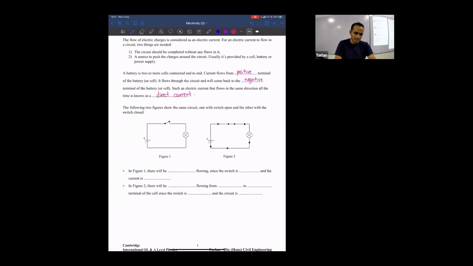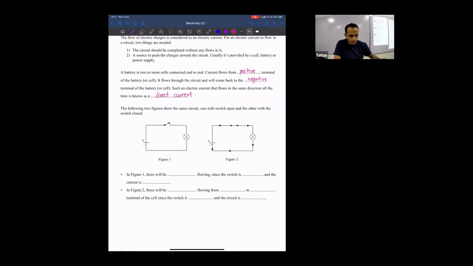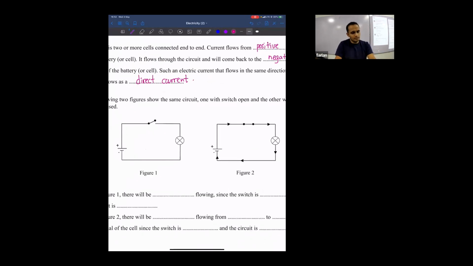The next one: the following two figures show the same circuit, one with the switch open and the other with the switch closed. There are two circuits here. In one, the switch is open, in the other, the switch is closed. In which one is the switch open? Here, can you see, this switch is open. There's a gap here. This is the circuit symbol for a switch. So in the first diagram, the switch is open. In the second diagram, you have closed the switch, so the circuit has become closed.